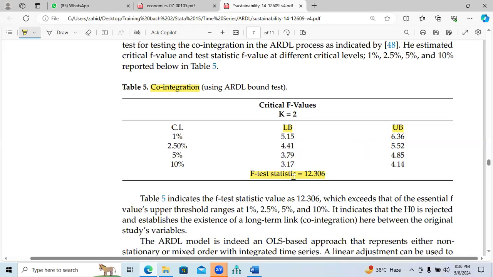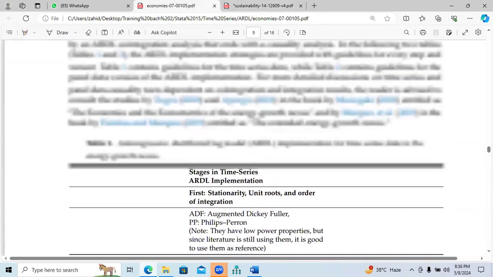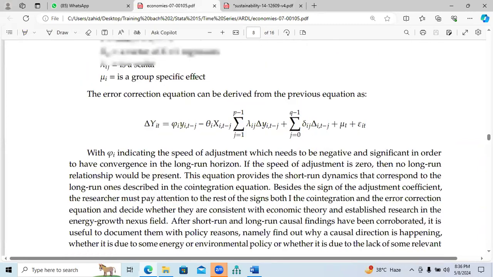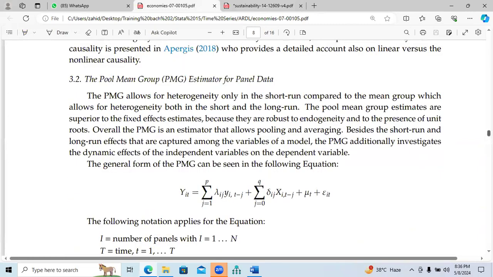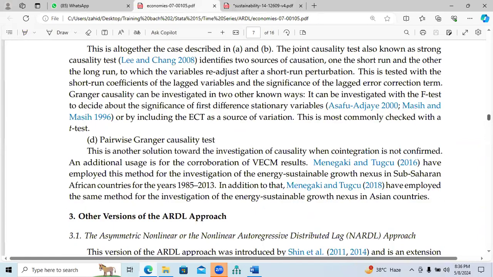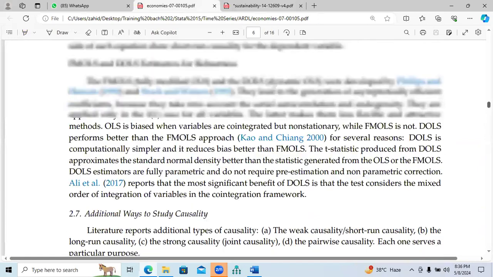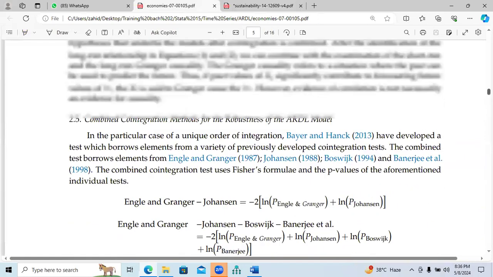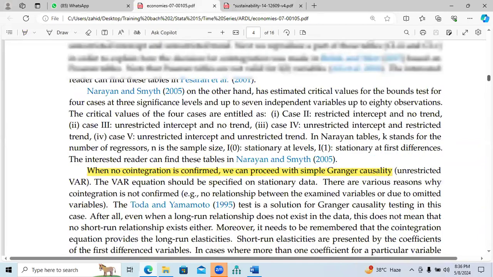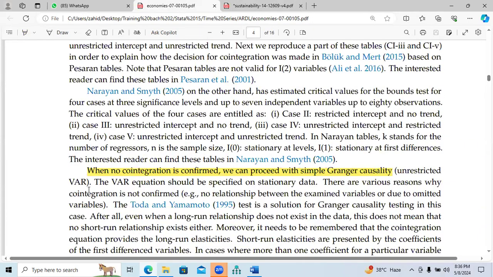But if your F statistic value is less than the lower bound and upper bound values, we can say that there is no co-integration between the variables. So always remember that whenever we find no co-integration, then we need to change the method of estimation as a part of the ARDL process. There was a line that I have highlighted here. Yes, this one.